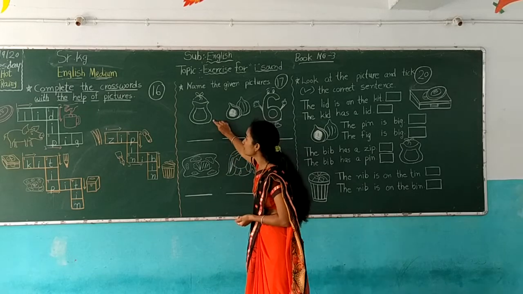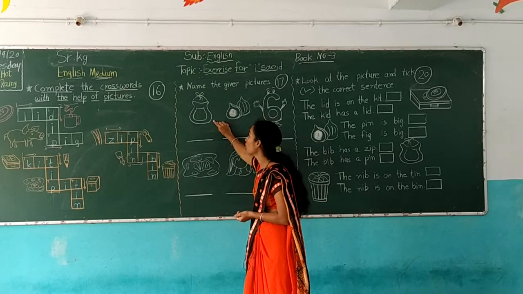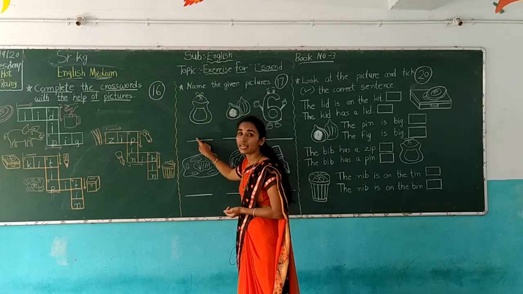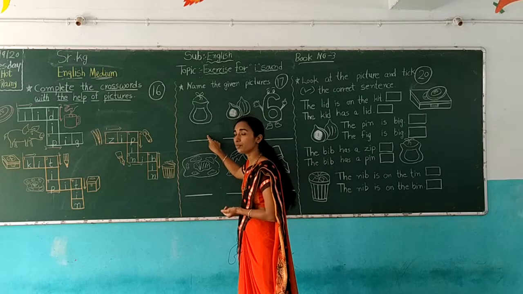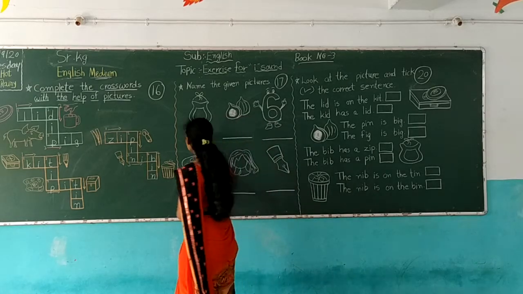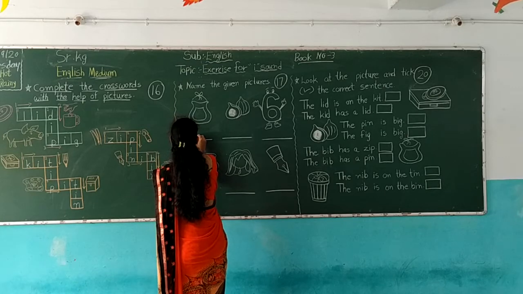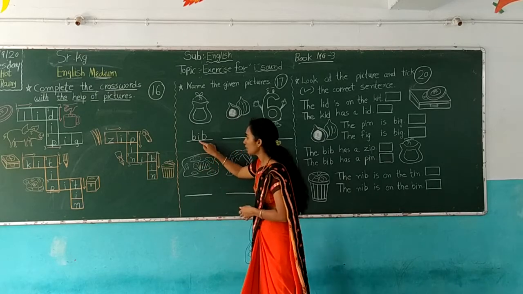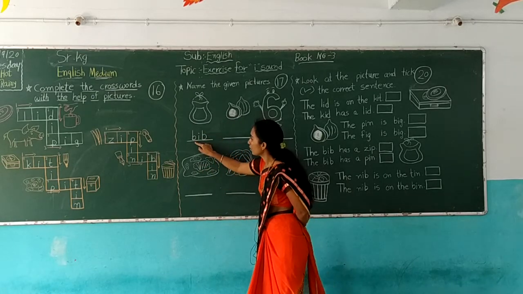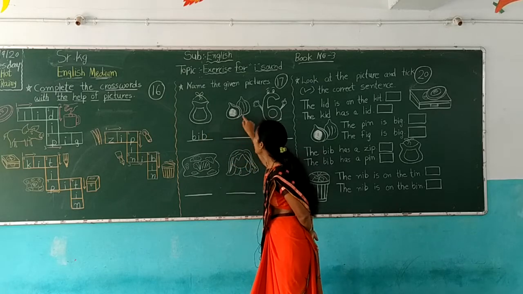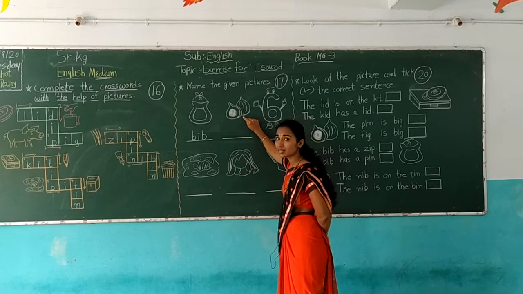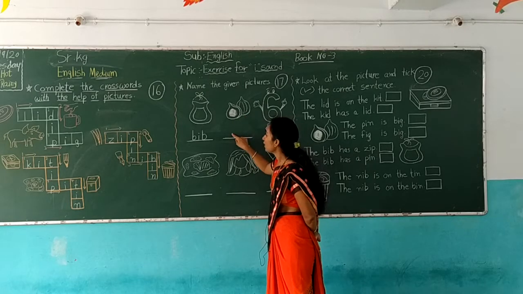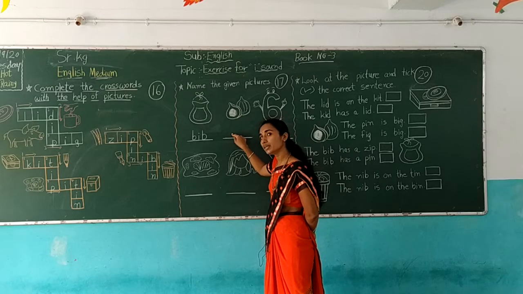Okay, which picture is this? Tell me, come on fast. Yes, very good. Beep. So here we write ba, eep, beep. Okay, you write with me, children. Ba, eep, beep. Next, which picture is this? Fig. So here we write fa, ig, fig.